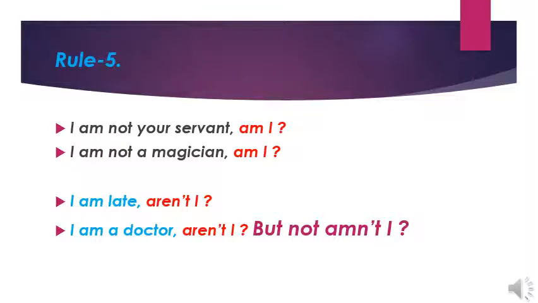Next we will go for this strange rule. For example, I am not your servant. The subject is I. If a sentence starts with the subject I, and if it is negative, we are going to use the tag am I. For example, I am not your servant, am I? I am not a magician, am I? But in the case of am in the positive statement, aren't I is used in the tag. For example, I am late, aren't I? I am a doctor, aren't I? But amn't I is not used.